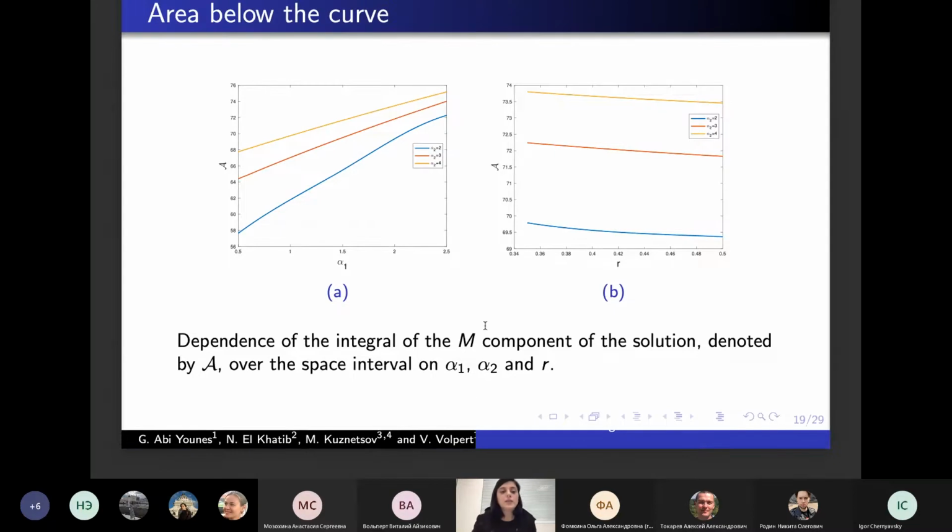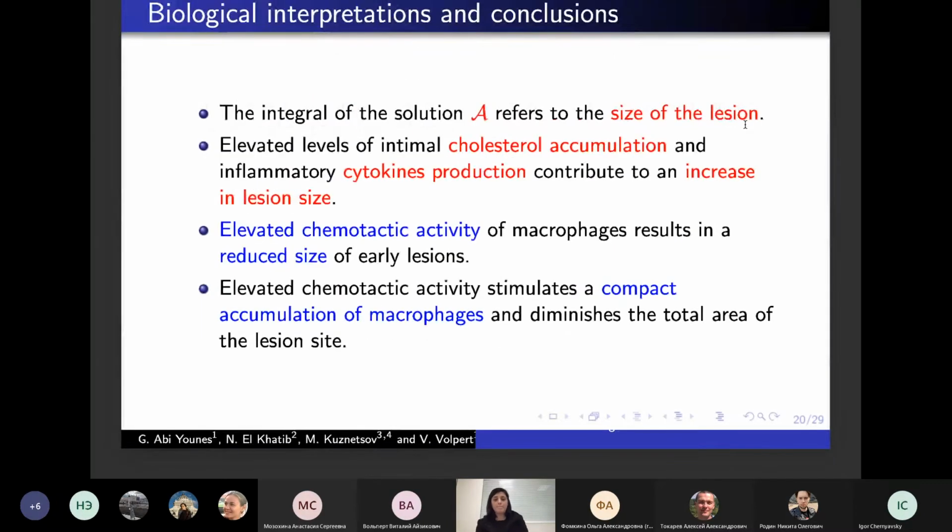Now, we would like to see how the integral of the solution depends on alpha 1, alpha 2, and R. So, we look for the area below the solution, and we notice that when alpha 1 or alpha 2 increase, this area increases. However, when R increases, the area decreases. So what does it mean?